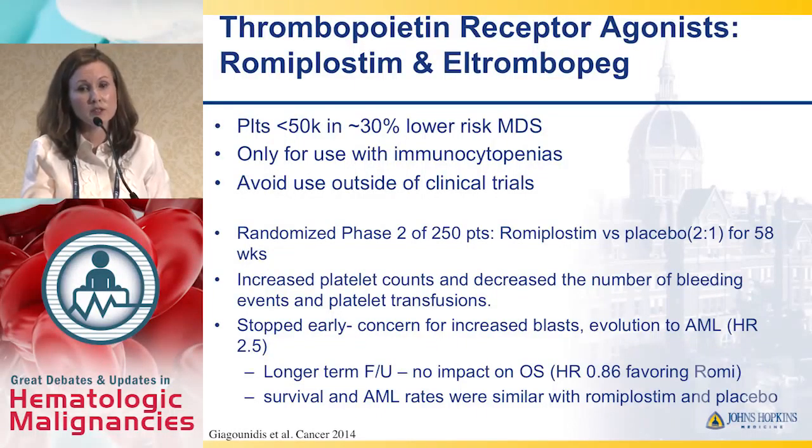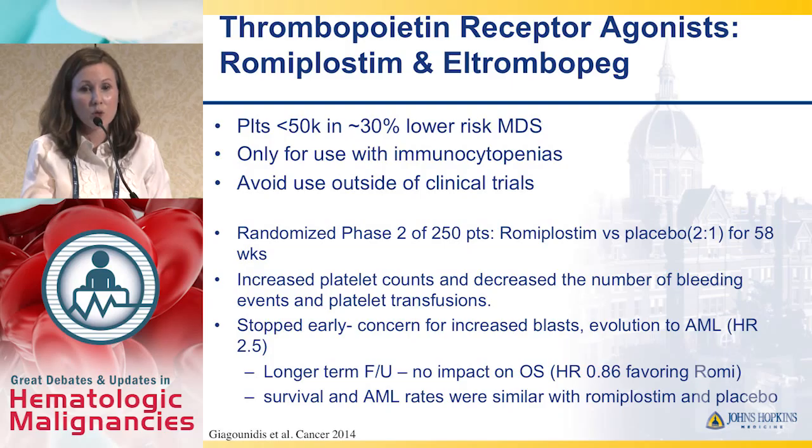So let's move forward to how other agents can help in terms of other cytopenias. So a lot of interest, especially in aplastic anemia and thrombopoietin receptor agonists. We heard a little bit about these this morning in some other context, but in particular to lower risk MDS, these have been looked at as well.